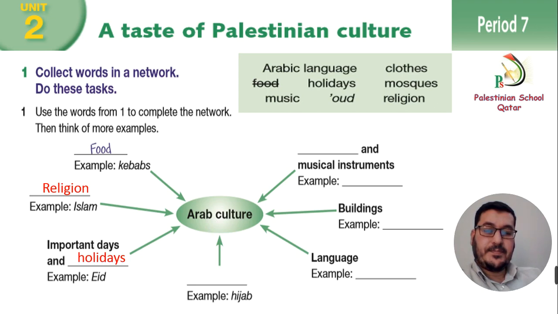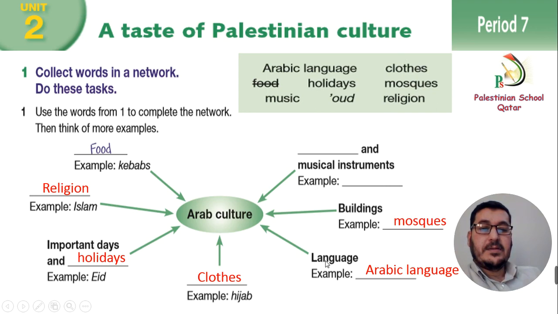Number 4, we have for example hijab. So what do we do with hijab? It is, yes, clothes. Number 5, language. For example, Arabic language. And we have buildings. Which of the buildings here? That's right, mosques. And the last one here, musical instrument. It is music and musical instruments. An example of a musical instrument is the oud.